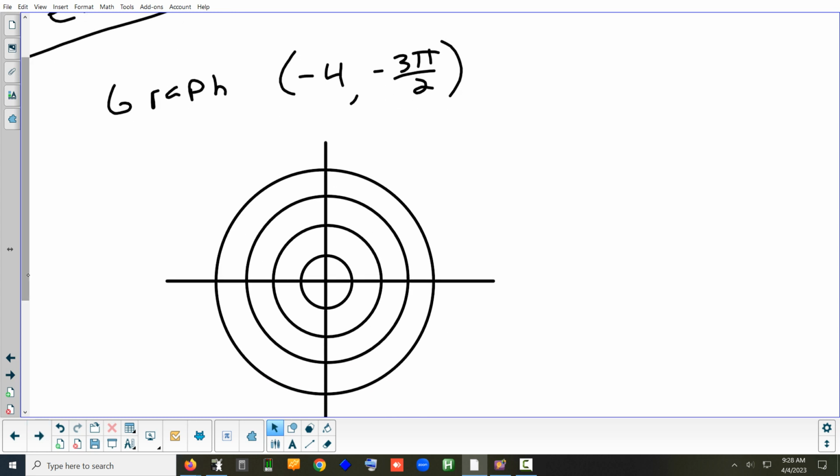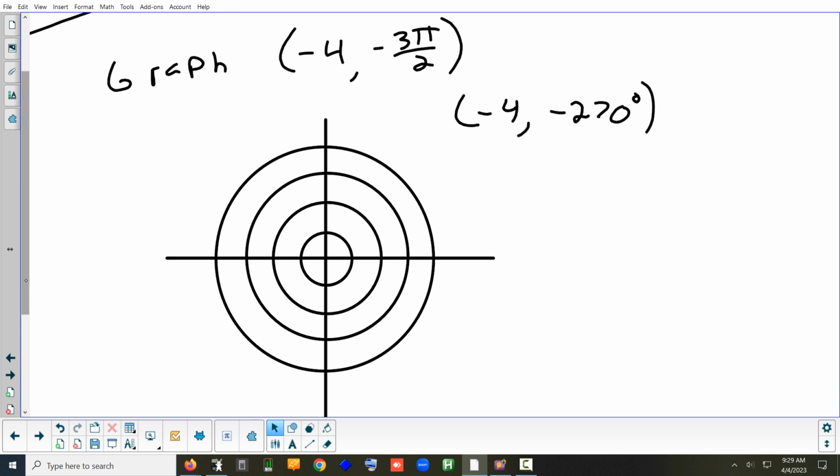All right. -4, -3 pi over 2. Might help to write that in degrees. It's not necessary, but if you think better in degrees, we can do it in degrees. What's -3 pi over 2 in degrees? 3 pi over 2 would be 270. Oh, -270. Yep. Okay. So now, how would we graph that one? Just start with r.